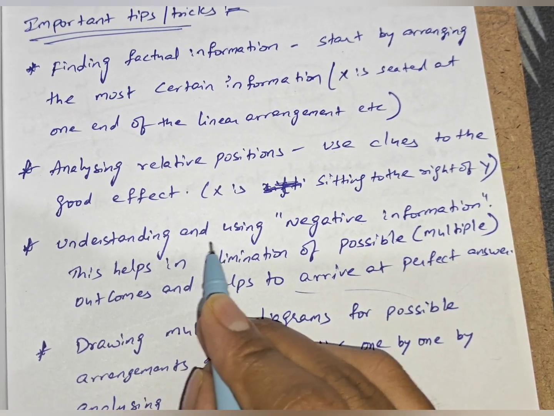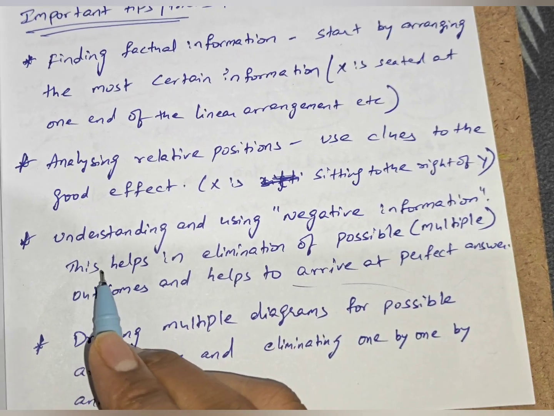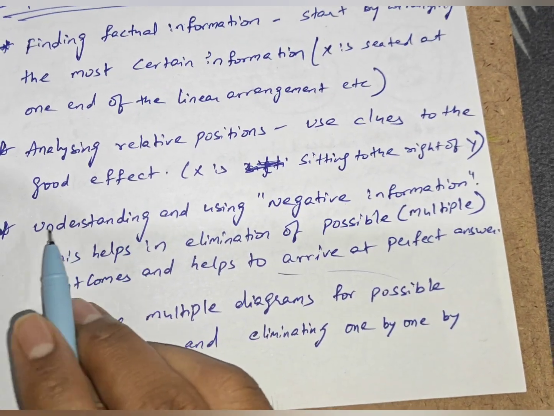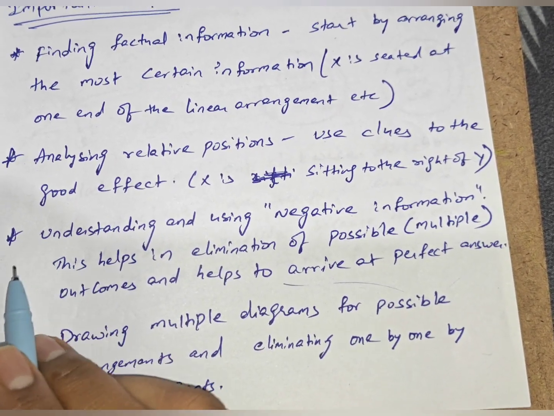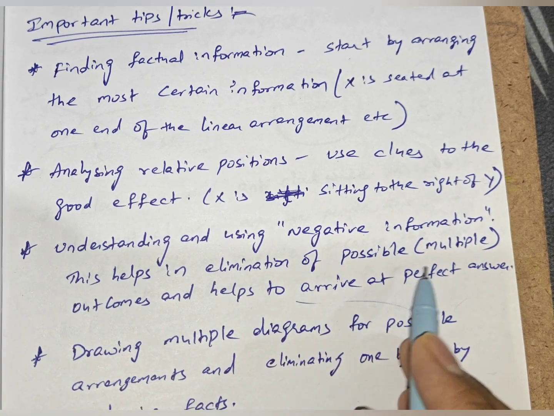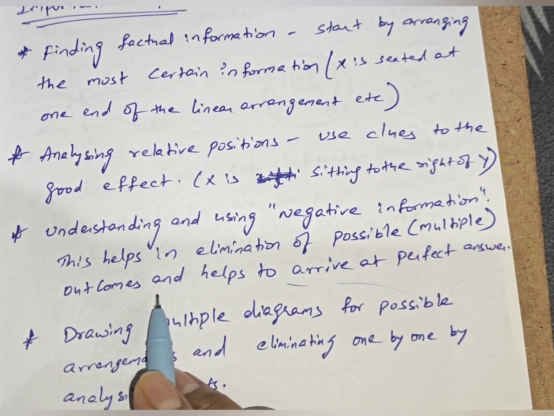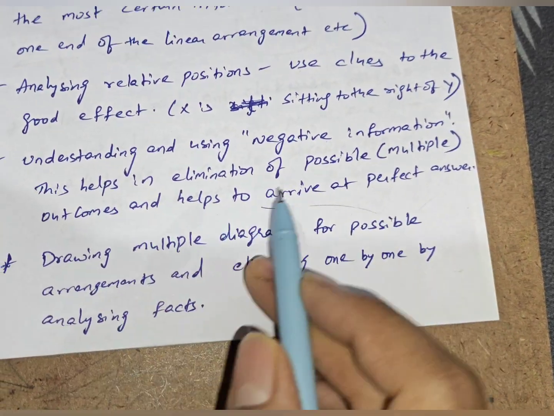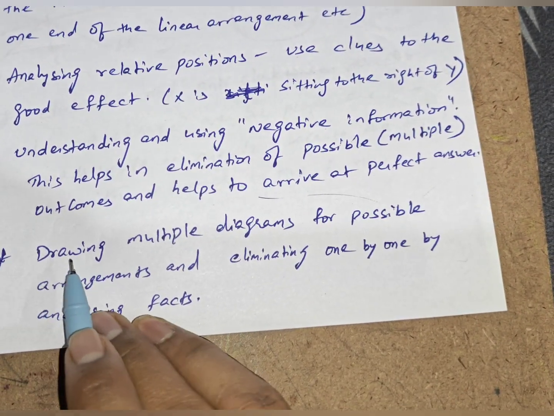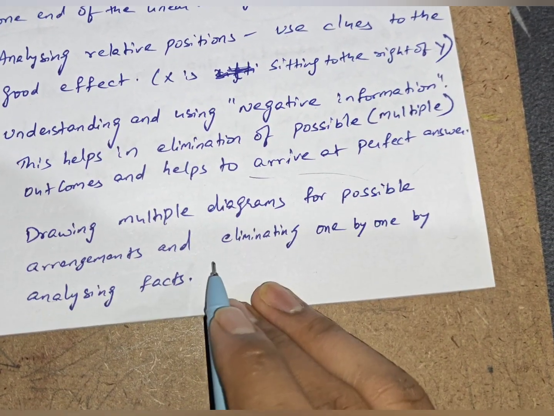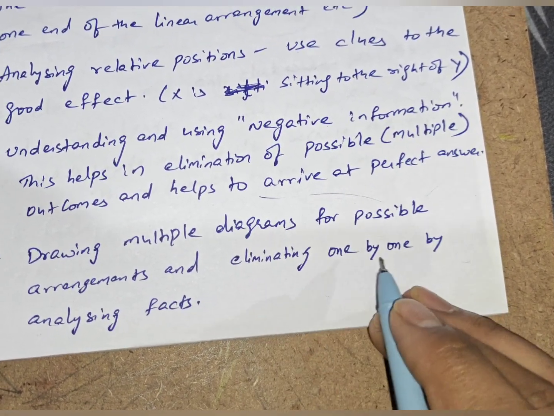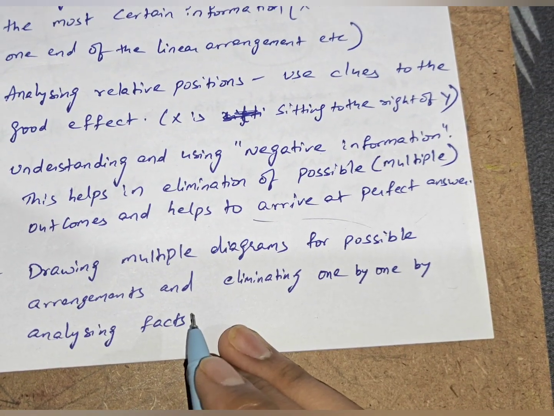And understanding and using the negative information, like X is not at the extreme end or Y is not at the extreme end, this way you can eliminate some of the possible outcomes or positions, and this helps in arriving at the perfect answer. Now, generally draw multiple diagrams for possible arrangements and eliminate them by analyzing the statements or facts. And this way you can solve this kind of problems.